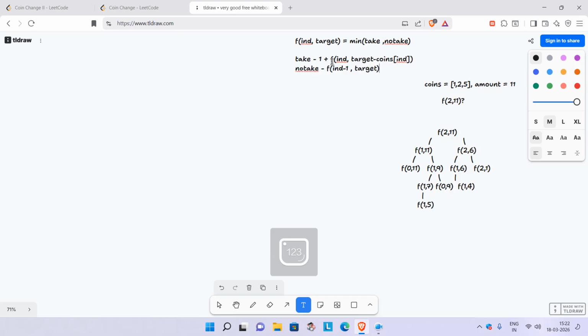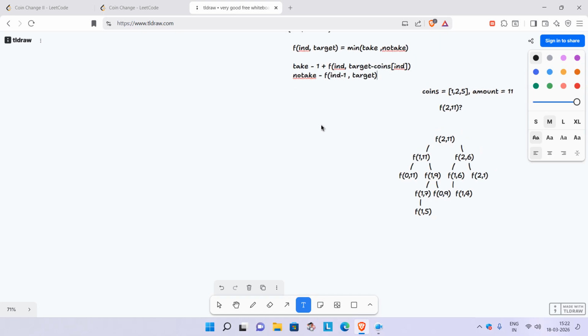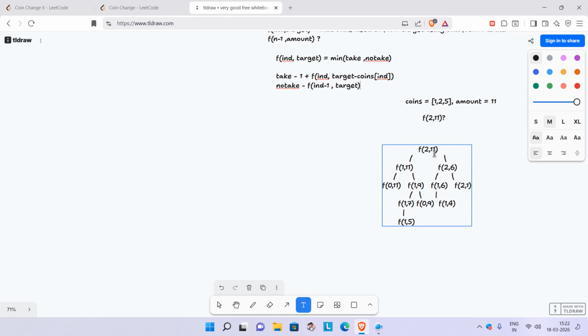Okay, so this is the value of take and not take. Now let's call for the recursion tree. Let's start with f of 2, 11. There are two conditions, either we non-take or we take. If we non-take, we simply move to the previous index, meaning f of 1, and the target remains the same. In the take condition we stay at this index, but now our target decreases by 5.